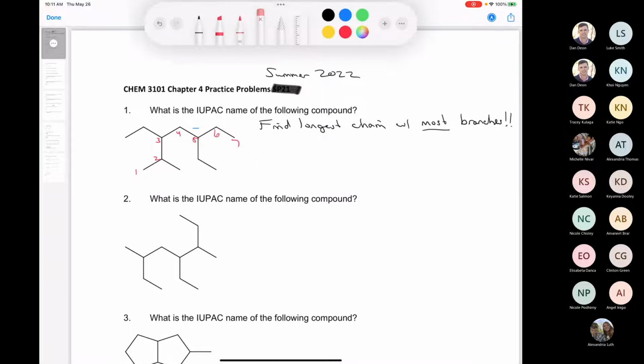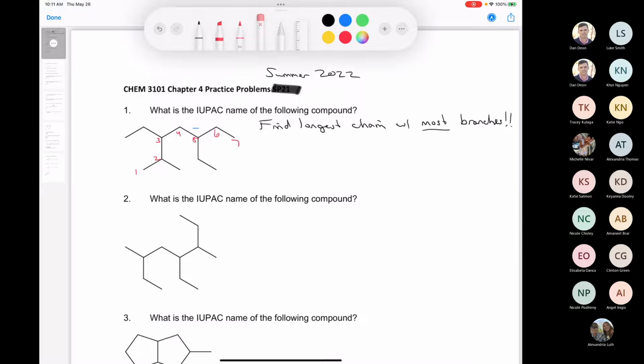Just before we went on break, I was discussing with my students that if you take a look at this compound in number 1 and you try to find the parent chain, it has 7 carbons in it, and I have it numbered here with these red numbers. However, you probably noticed that there's another 7 carbon chain in here. 1, 2, 3, 4, 5, 6, 7. So 2 different carbon chains.